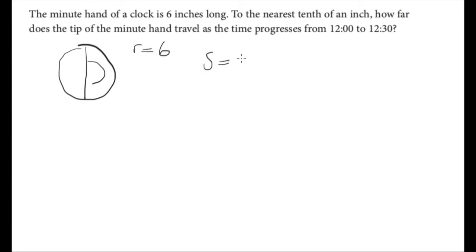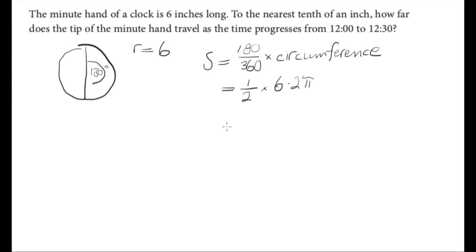All right. The way we do this one is we just say, okay, the radius. It's the same procedure as the last one. The radius is 6. The angle measure m will be 180. So s equals 180 over 360 times the circumference. 180 over 360 is the same as 1/2. Circumference is 2 pi r, so that's 6 times 2 times pi. If you multiply that, you get 6 pi. And if you feel like multiplying that out, you end up getting 18.85 inches.